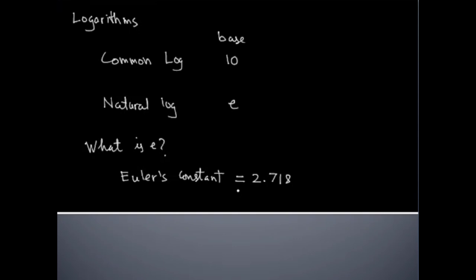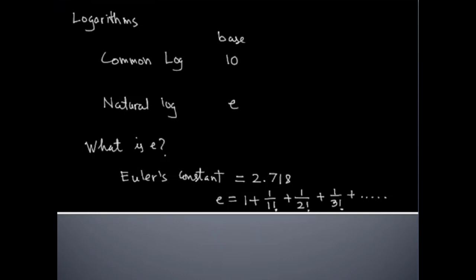It can be further written as e equals 1 plus 1 by 1 factorial plus 1 by 2 factorial plus 1 by 3 factorial, and so on. It is a theoretical value that is used for calculations.